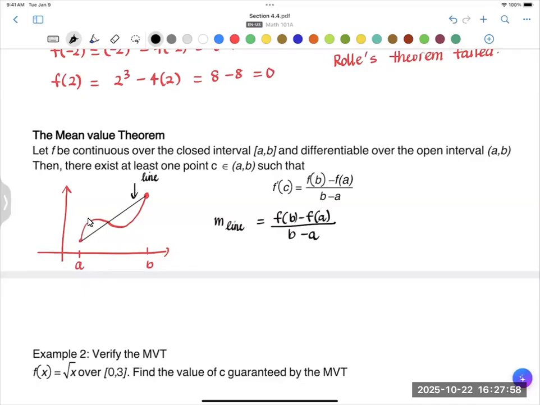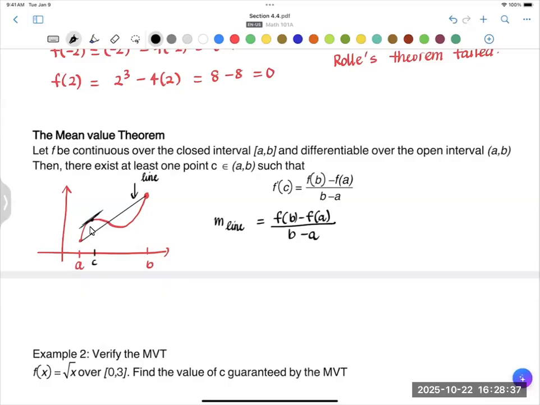Because this function is continuous over the interval a and b, it's also differentiable. So the mean value theorem will guarantee that there will exist at least one c, and I do see a c right here, that has the same slope as the line. This is going to be the point C right here. If I draw the tangent, this line will have the same slope as the secant line. The derivative line will have the same slope as the secant line.